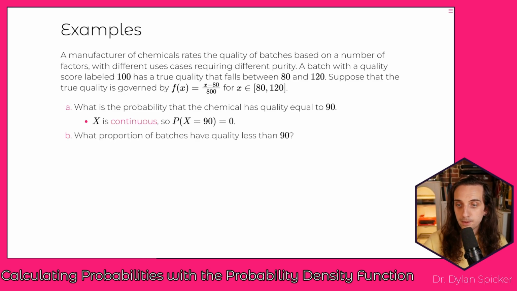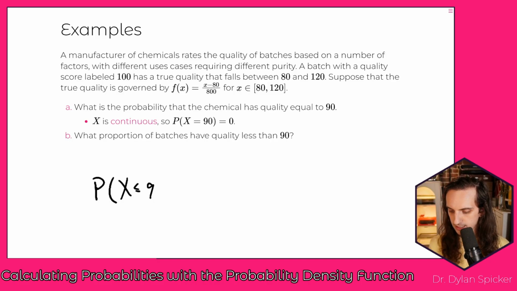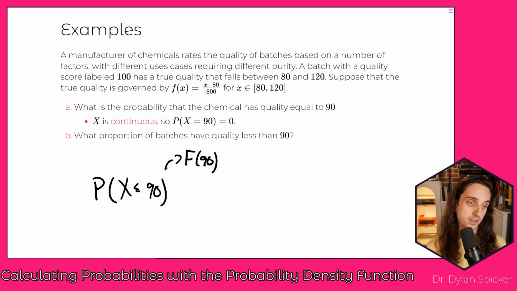Okay. Now, what about the sort of more interesting quality? What's the proportion of batches, or the probability that a batch has a quality that is less than or equal to 90? And so here, we want the probability of x being less than or equal to 90. Now notice that if we had the CDF, then in this case, this is just simply going to be capital F of 90, right? It's the probability that x is less than or equal to some value. But we don't have the CDF. We're just dealing with the PDF here. And so what can we do?